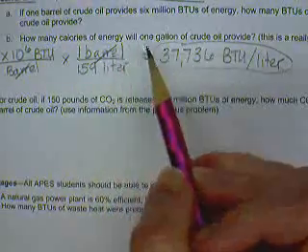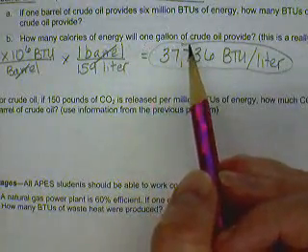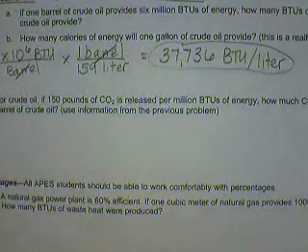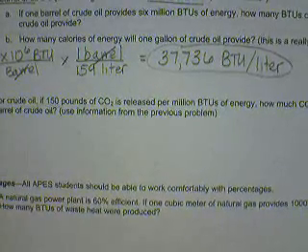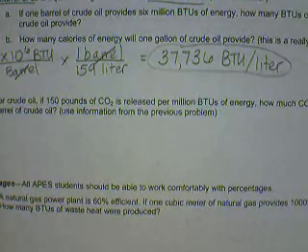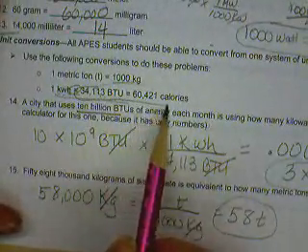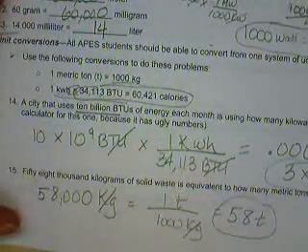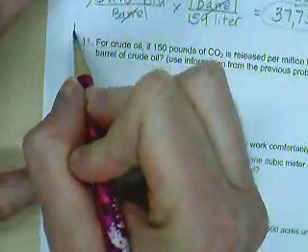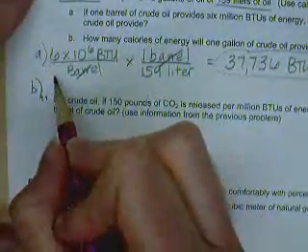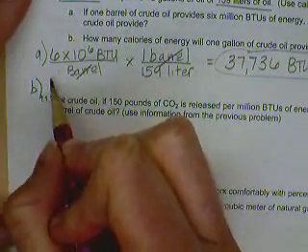B. How many calories of energy will 1 gallon of crude oil provide? For this one, you needed to flip back to number 15. And so if we flip back to number 15, it's going to give us calories right here. 34,113 BTUs is equal to 60,421 calories. So the first thing we have to do is again start with 6 million BTUs per barrel.